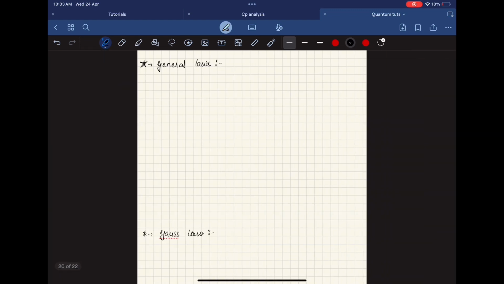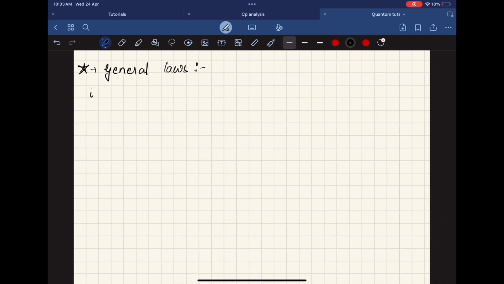Let's discuss some of the general laws related to the operators. So the first law is, if I calculate from A to B the line integral of a gradient, then it only depends on the endpoints. It does not depend on the path taken.